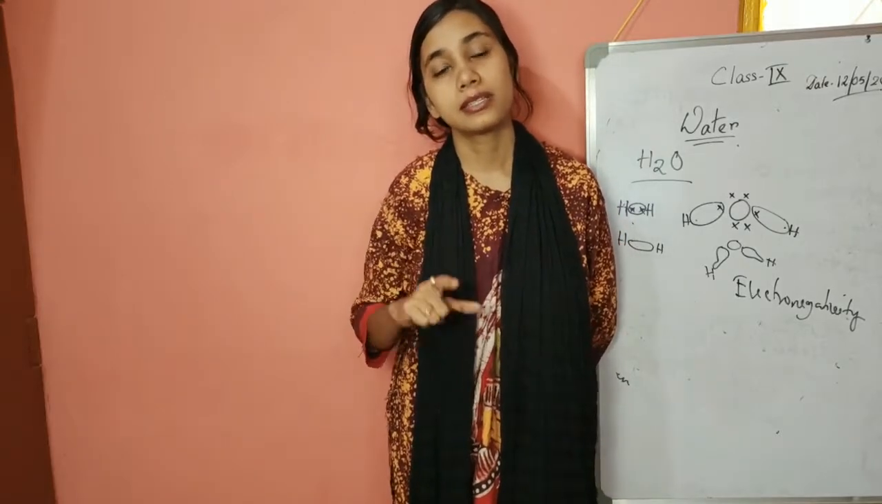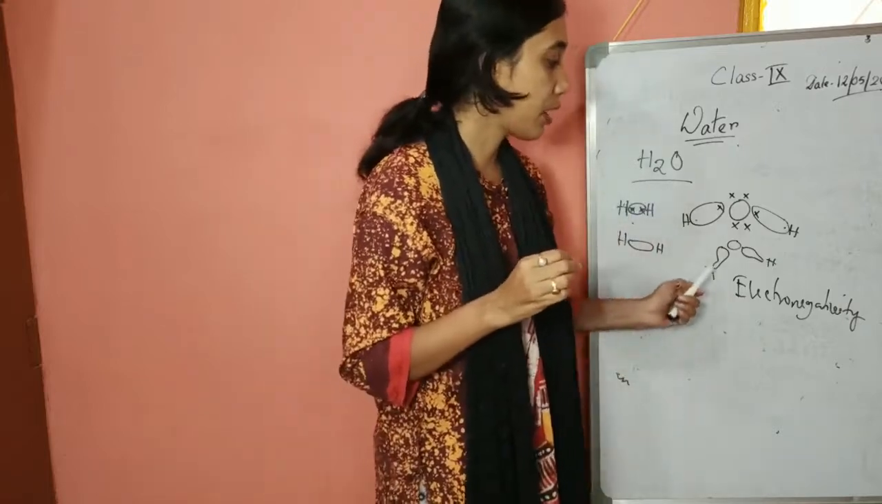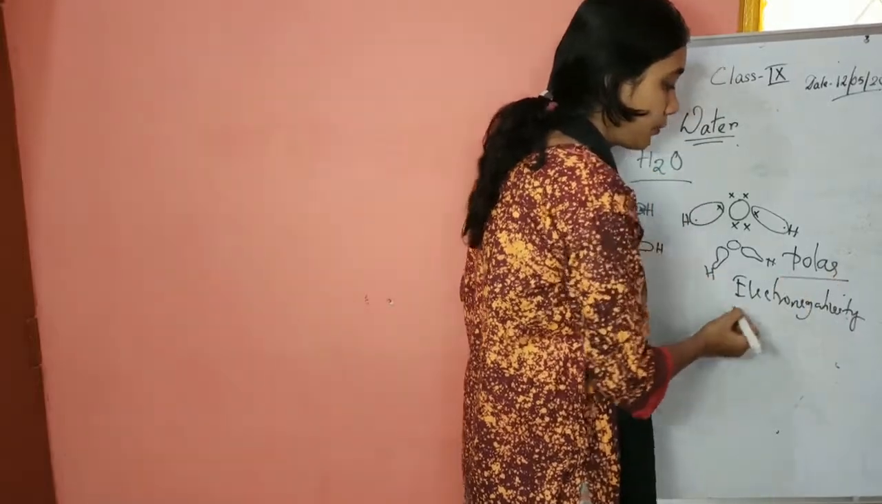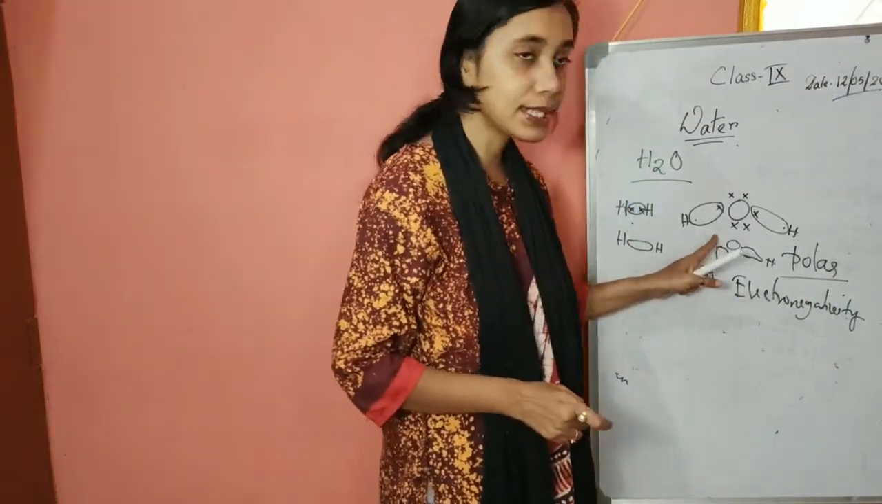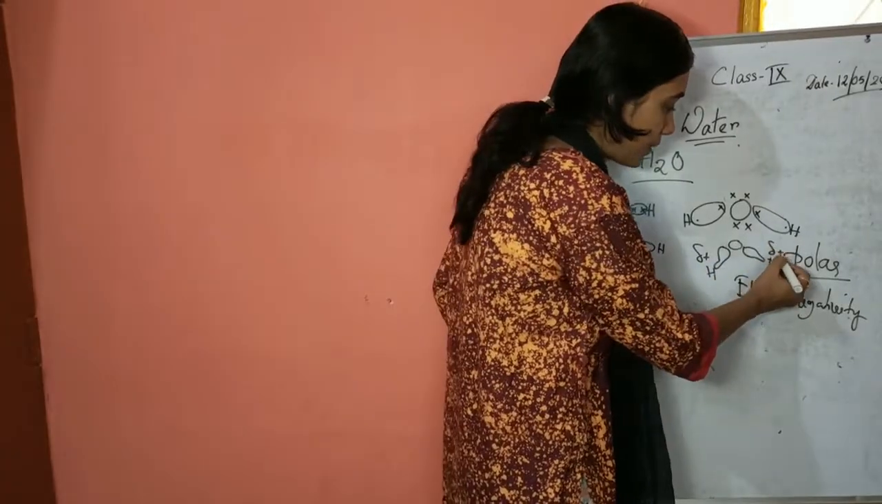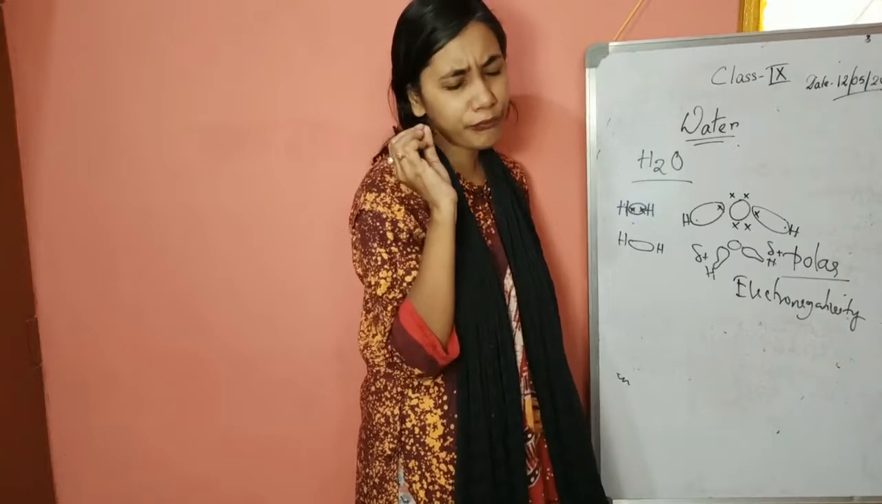So in this case, there will be a bit of shifting of the cloud for oxygen. We will give the term here: polar molecule. Why polar? Because the cloud is shifted, so hydrogen will acquire a bit of positive charge. This is not the real charge, this is a very small amount.